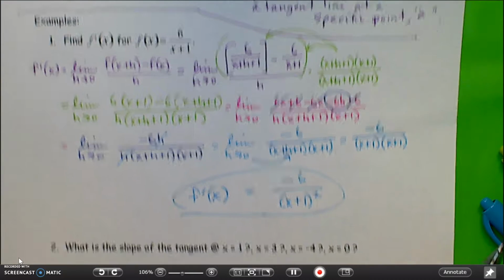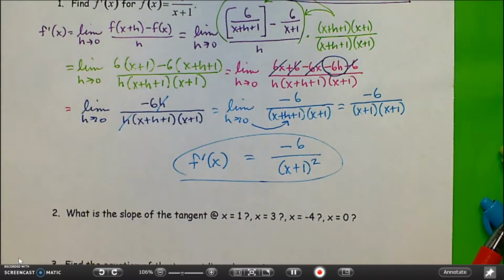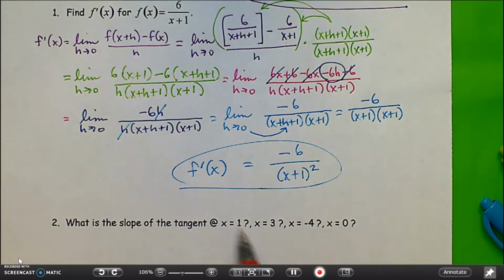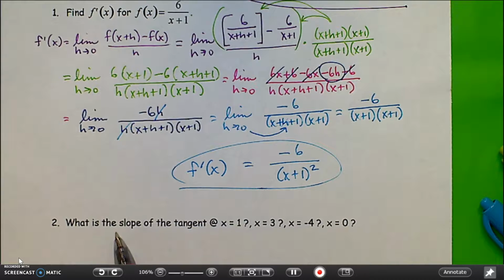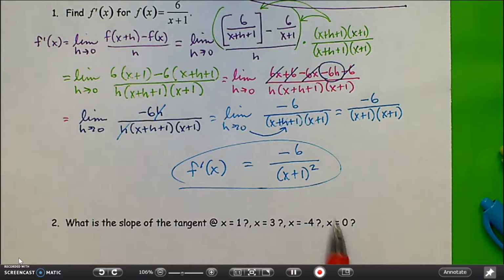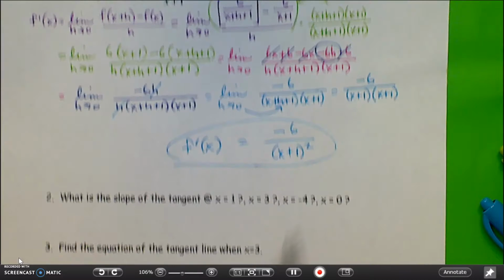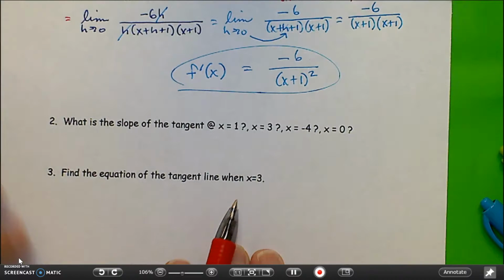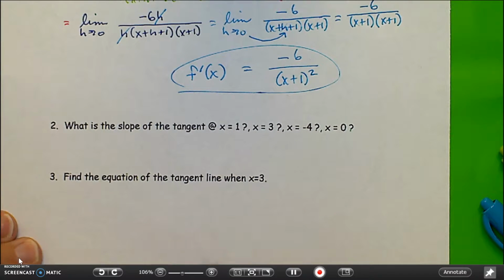So at this point, you may have a bunch of values of x that you want to look at. Now it's just a matter of using my function notation and substituting in. If I want to know the slope of the tangent line at x equals 1, x equals 3, negative 4, and 0, it's all a matter of just plugging that in. So let's make sure we get our notation right. I'm going to plug in.